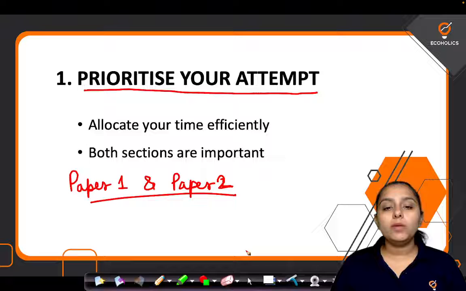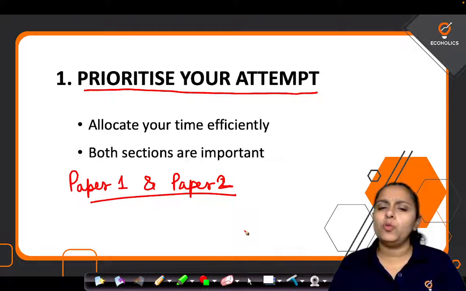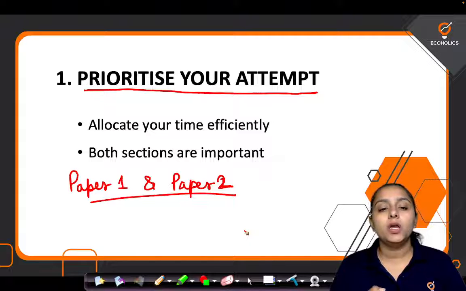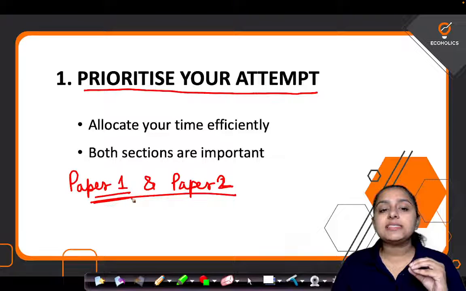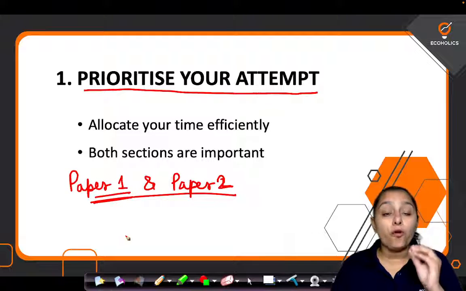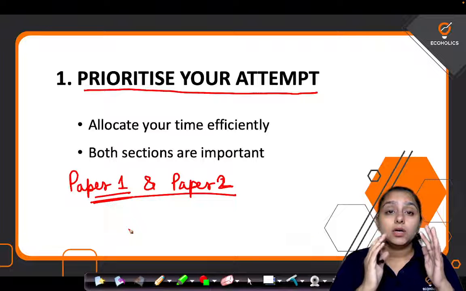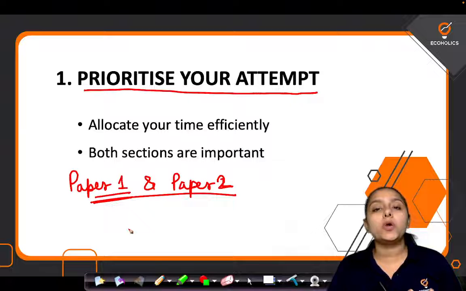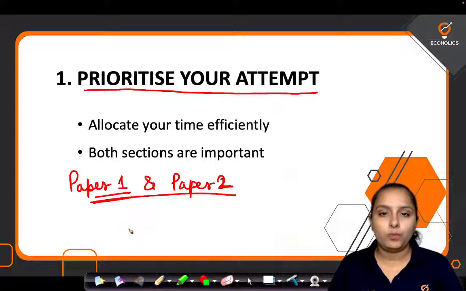Because according to them, they think that paper 2 is our core domain paper. Paper 2 clear हो गया तो UGC NET निकल जाएगा. But paper 1 is equally important for cracking the UGC NET paper. Paper 1 उतना ही important है जितना कि paper 2.